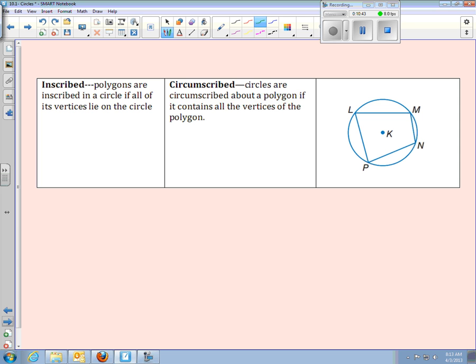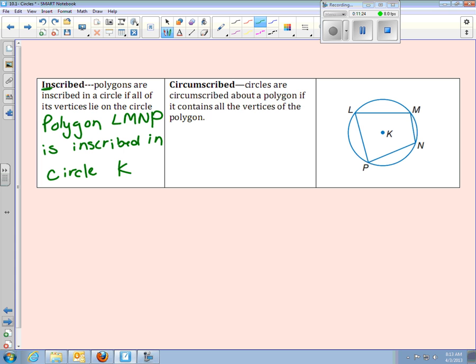All right, last concept today is inscribed and circumscribed. Polygons are inscribed in a circle if all of its vertices, those are the corners, lie on the circle. So inscribed, you want to think in. When we say something is inscribed, it means it's inside the circle. Inscribed is inside, or it could be inside the polygon. So if we look at our picture here, we can say polygon L, M, N, P is inscribed in circle, and remember we label circles by the center point.